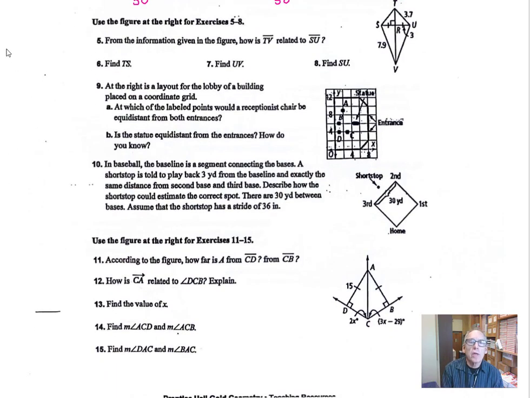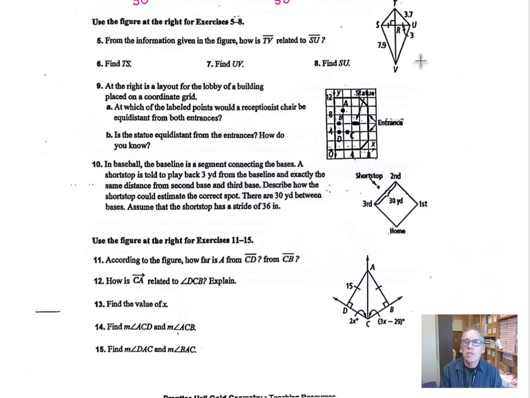Okay, let's look at number 5. How is TV related to SU? TV is the major diagonal of this kite. SU is what we call a minor diagonal. The major diagonal, the long diagonal TV, bisects perpendicularly the SU minor diagonal. So we can say that TV is a perpendicular bisector of SU.